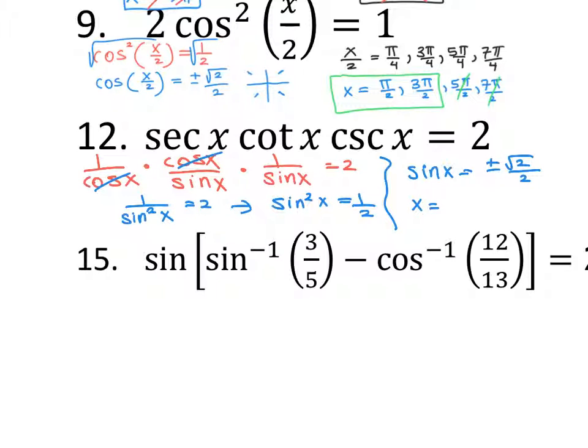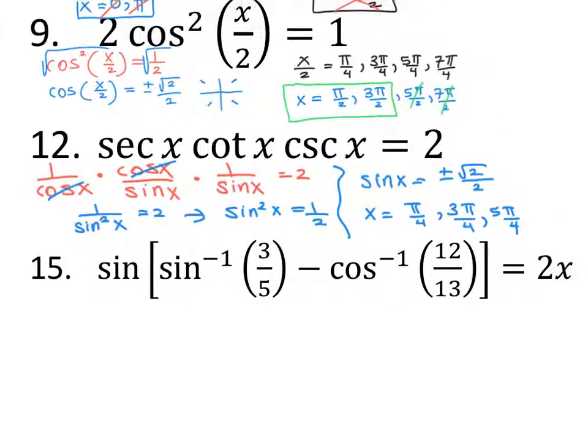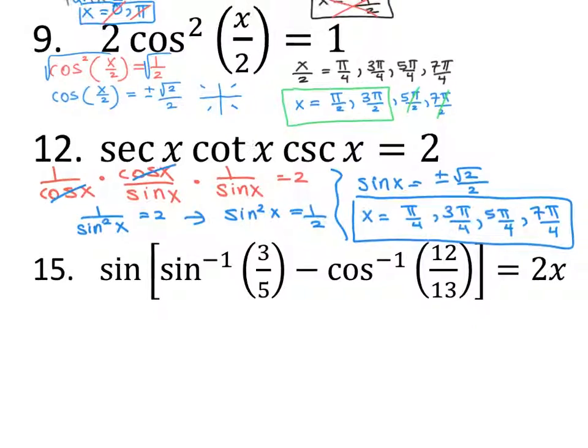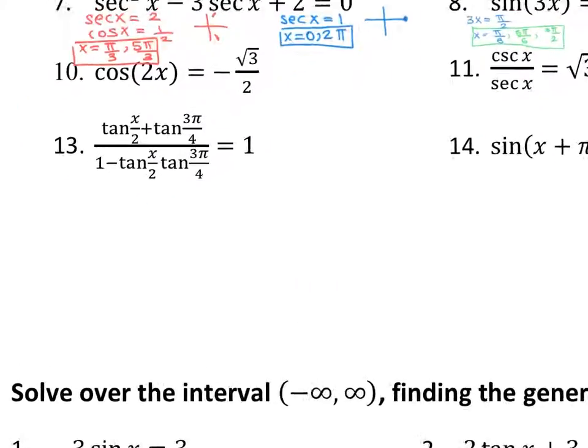Now, x can be any of the pi over 4 family, which is pi over 4, 3 pi over 4, 5 pi over 4, and 7 pi over 4. And these all fit from 0 to 2 pi, so they are all acceptable solutions. Now let's move on to number 13.